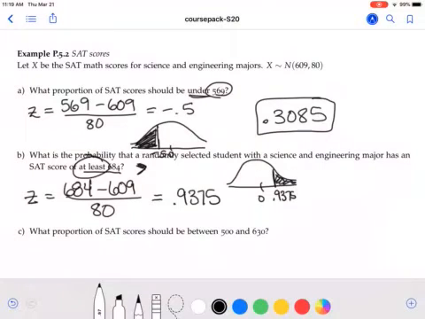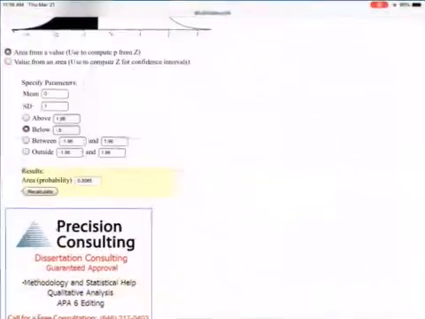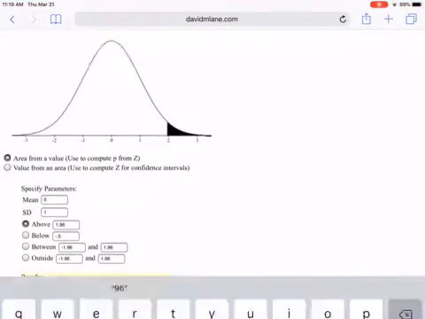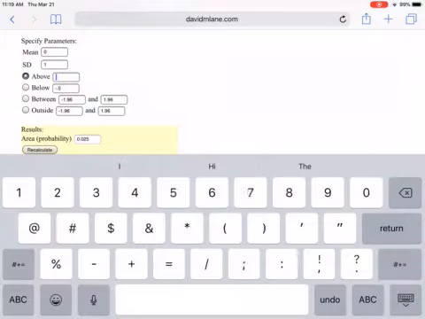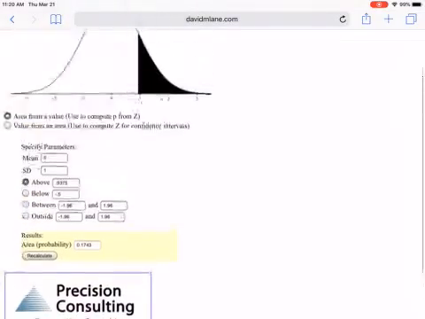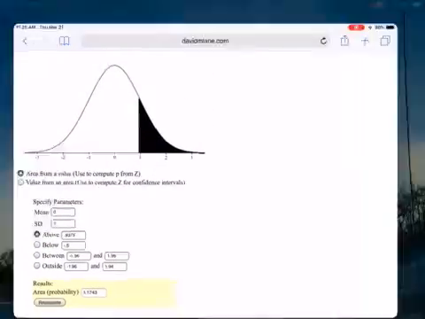Okay, so if we go back to the website again and we will switch to above, and then we want our value of 0.9375, recalculate, we get an area of 0.1743.